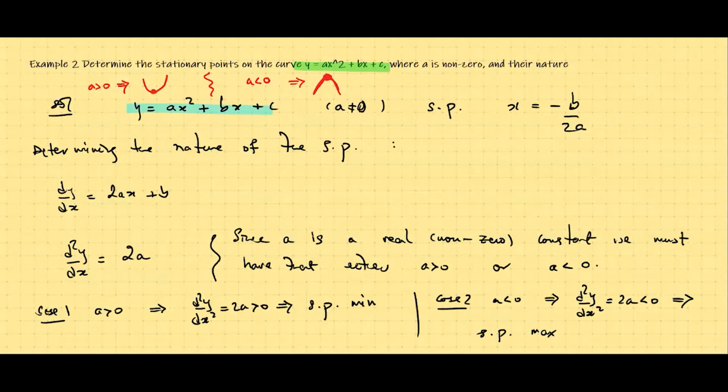So I hope this gives you a better understanding of how determining the nature of stationary points ties into the second derivative test and how you actually do some of these calculations. We will look at more explicit examples later on in the next video or so in this series.